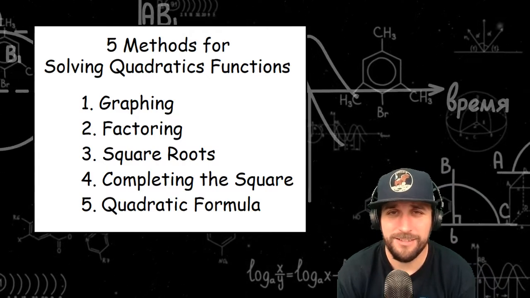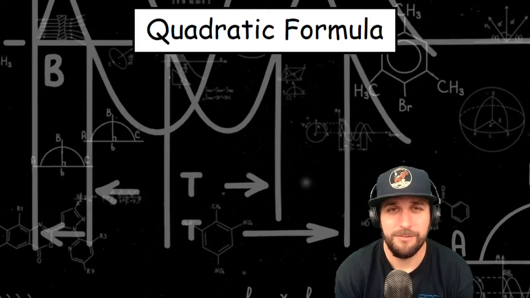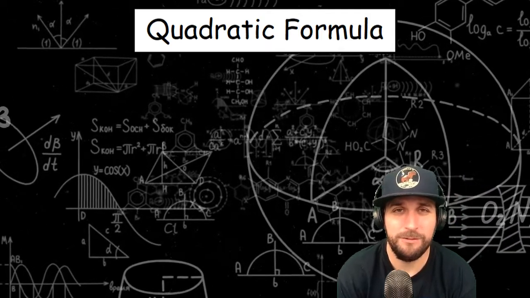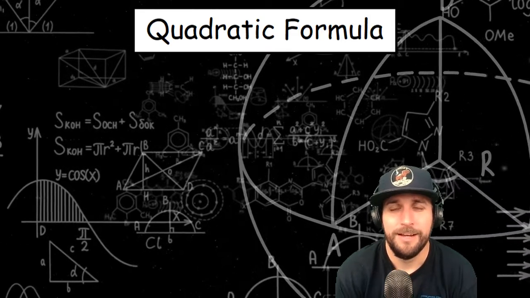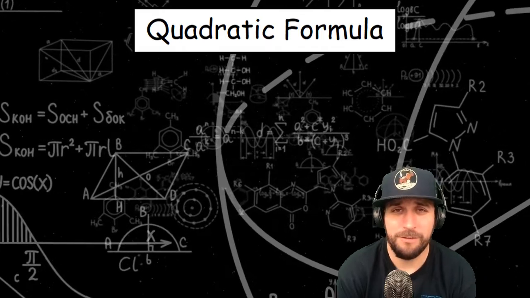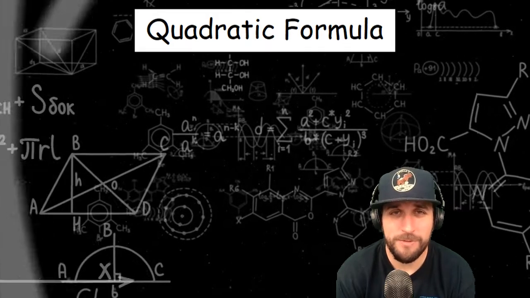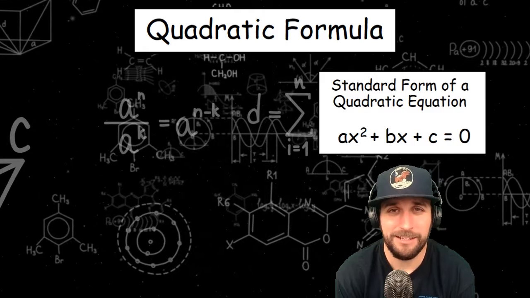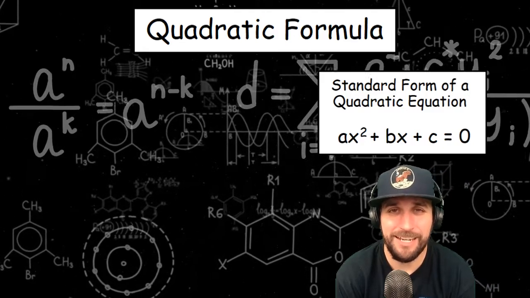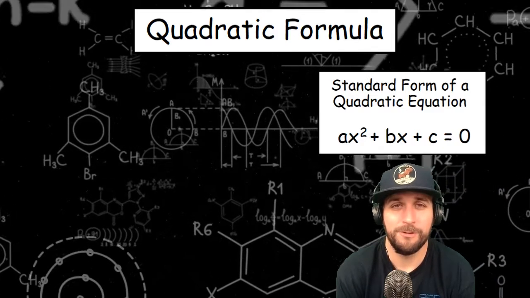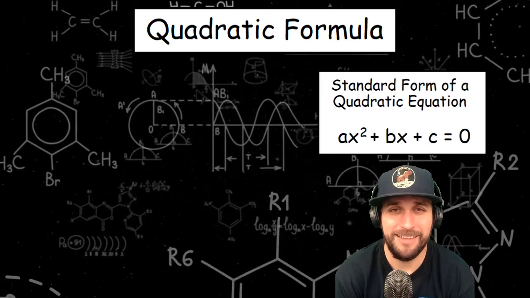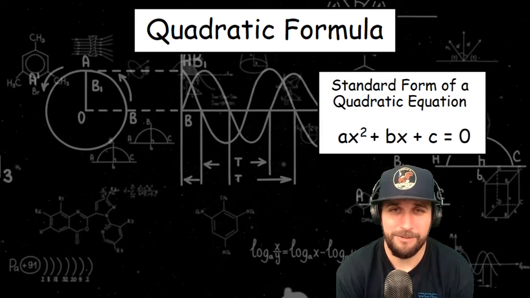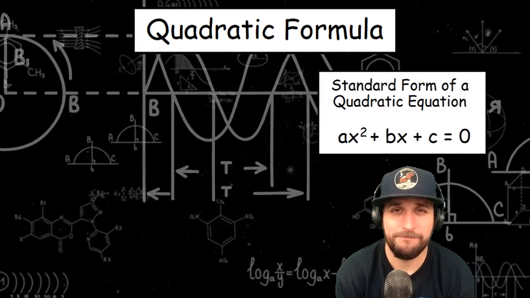Quadratic formula is nice because it always works. Some of the other ones, special things have to happen in order for them to work, but quadratic formula works no matter what. There's only 2 things you need to know. 1, in order to use the quadratic formula, it has to be written in standard form: ax squared plus bx plus c equals 0. So before we start, we have to make sure it's written in standard form of a quadratic equation. And after that, we just have to remember the formula.